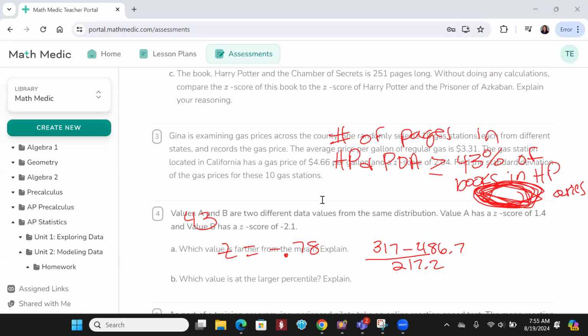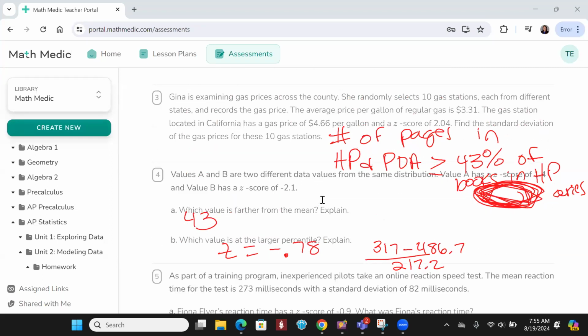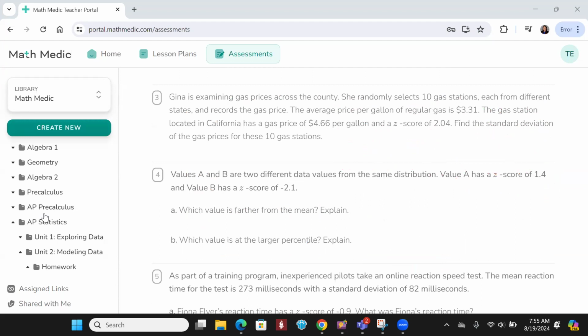Number 3. Gina is examining gas prices across the country. She randomly selects 10 gas stations, each from different states, and records the gas price. The average price per gallon of regular gas is $3.31. The gas station located in California has a gas price of $4.66 per gallon and a z-score of 2.04. Find the standard deviation. What'd you get? I got 0.662, but it should be 66 cents because that's how we measure money.